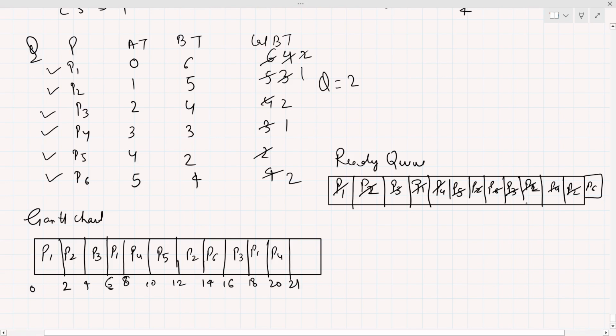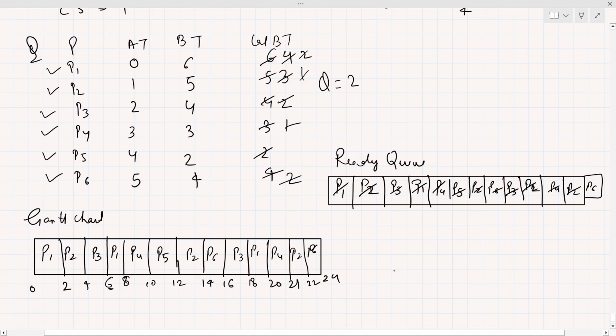Then P2. The burst time left for P2 is 1, so 22 is the completion time for P2. Only one process is left, and P3 is completed, so there's no need to add P3 now. P4 is also completed, from 20 to 21. Only one process is left, which is P6. P6 will get the CPU, and its burst time is 2, so at 24 P6 is also completed.